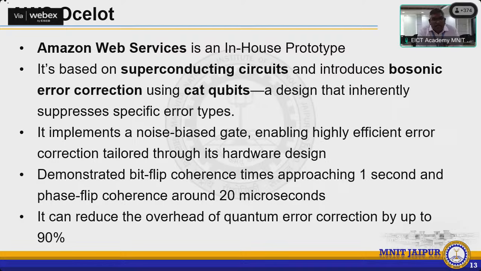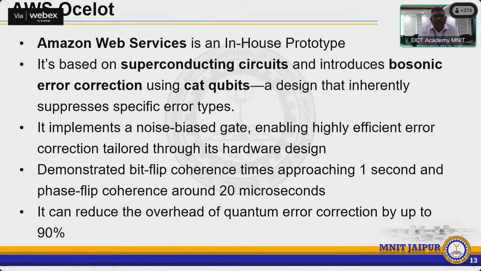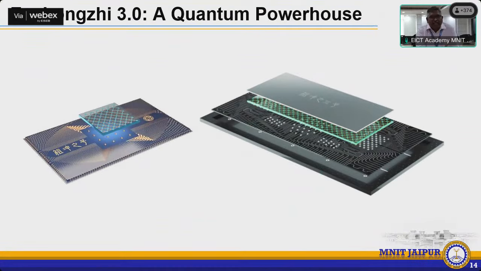It reduces quantum error correction by 90%. You don't have to correct the errors because the errors are very few. So if there are fewer errors, the time taken is less, and of course the time is reduced by 90%. So that's the power of Ocelot. But of course, it is not fully realizable.